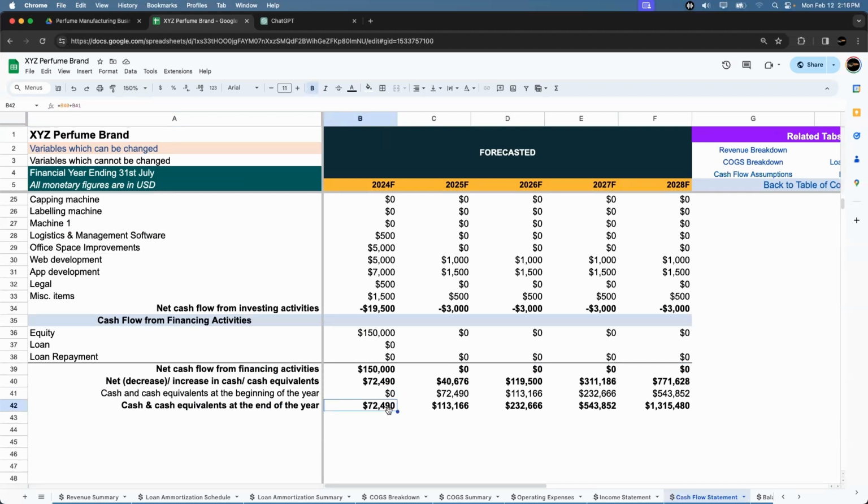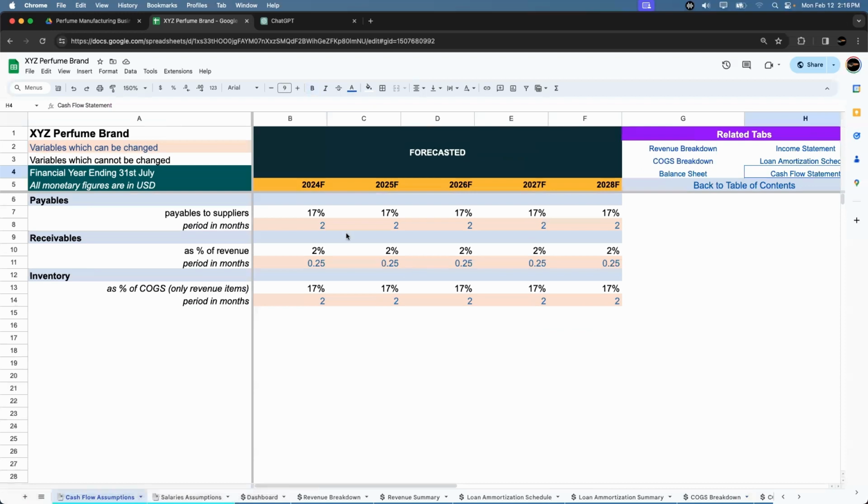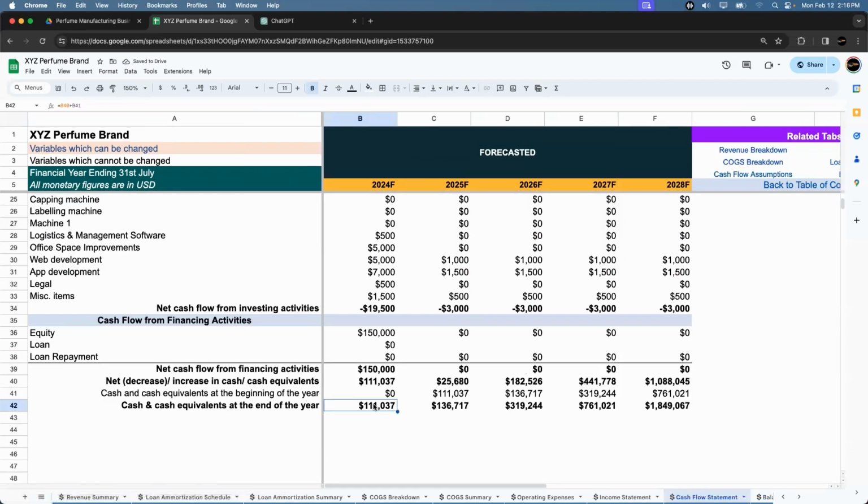So based on this, if I look at the cash flow right now, this is 72,490. Just keep this in mind. Now let's get back to cash flow. So let's increase the payables to like 5 months. Now let's see what happens. As you can see, the cash has increased significantly. If you take a long time to pay back your suppliers, then it's really good for you. It's an interest-free loan. So it will help you expand your business significantly.